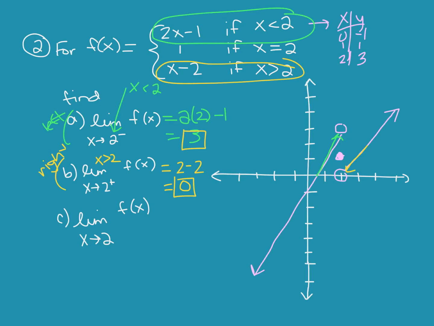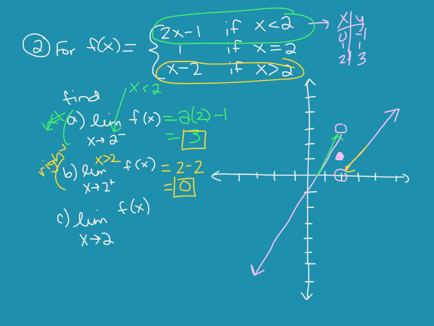So now you might be thinking, well, I used the 2x minus 1, I used the x minus 2, so for part C, I must be using that 1. And the answer, if you're wondering if that's the case, is actually no. That is not going to be the limit.